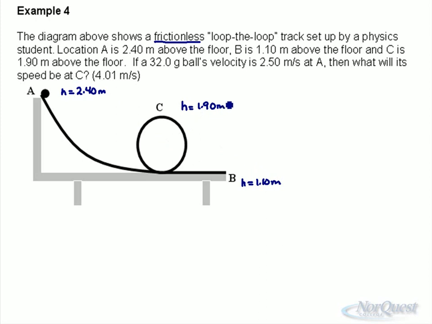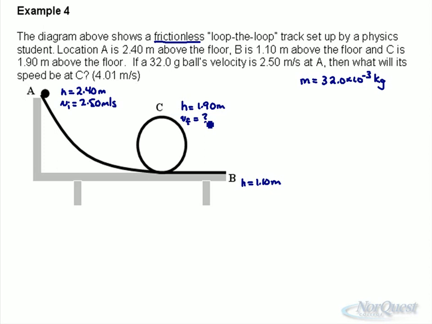We have the mass of the ball, 32 grams. I'm just going to write here in kilograms right off the bat. 32.0 times 10 to the negative 3, to change it to kilograms, proper units. And its velocity at A, it has an initial velocity of 2.50 meters per second. What we want to know is what will its velocity be at C. We don't really care about B in this question.